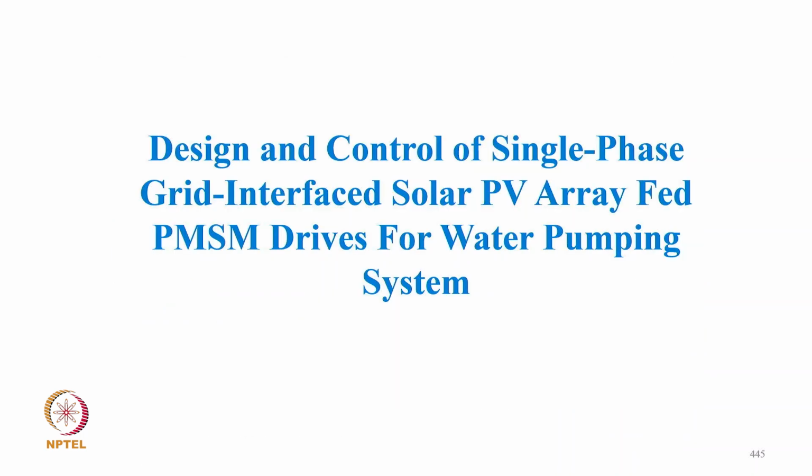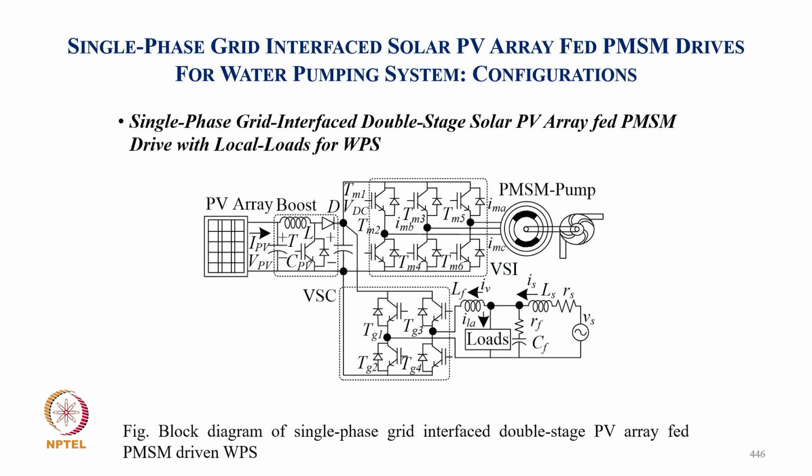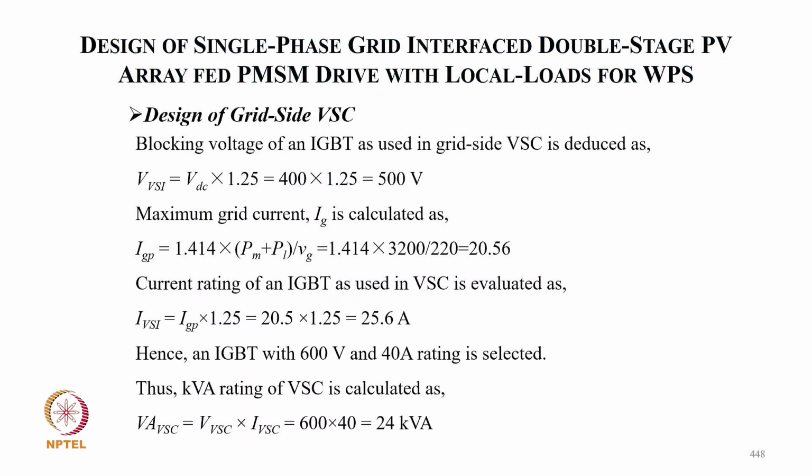Now coming to design control of single phase grid interface solar PV array pump drive for water pumping system. So here we are connecting the grid and local load, and then the voltage source converter is connected to DC link, and we have a PV array also. The extra power is there, then we can feed to the grid also if required, and we can take even the power from the grid for running the pump for 24 hours in this case. So here we have a grid side converter.